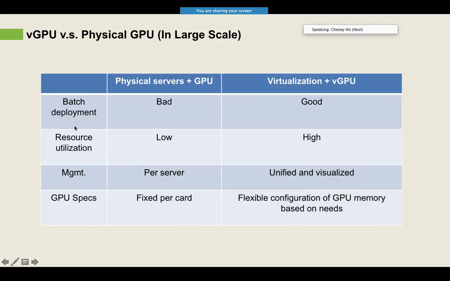When you deploy the virtualization and VGPU solution on aCloud, you can have batch deployment. I can assign VGPU to VMs in batch instead of assigning the resource to VMs one by one, and the utilization can be much higher compared to only using a physical server plus physical GPU, because we've optimized the VGPU solution into our aCloud management portal. So you can have a unified and visualized management for all of your resources running on aCloud, including compute, storage, networking, security, and also your GPU resources. And with the VGPU solution, you can have a much more flexible allocation and distribution of your GPU resources based on your workload needs. So it has lots of benefits and values for customers who need to utilize GPU in their data center, especially at large scale.